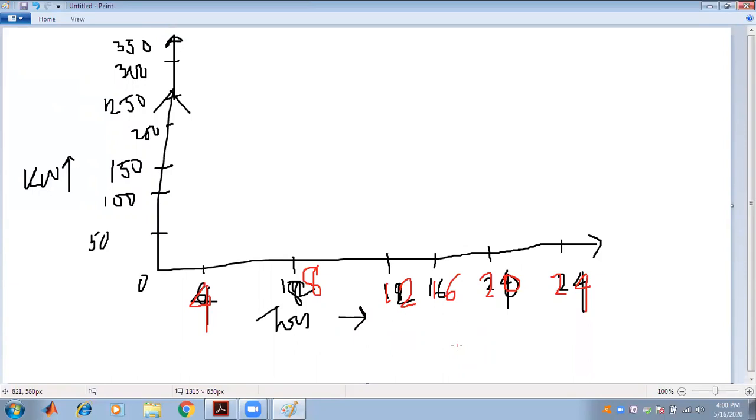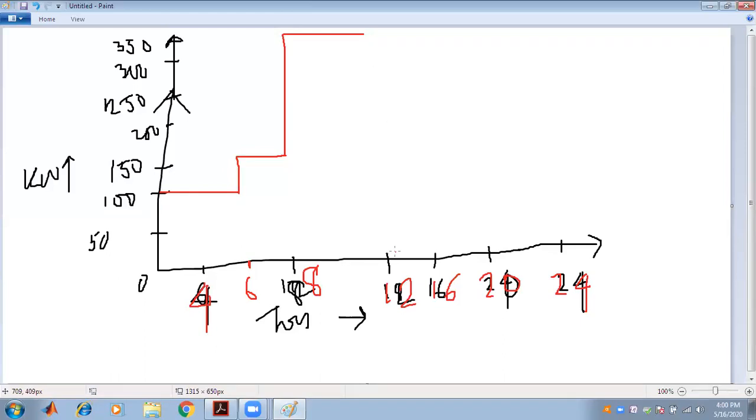So now from 0 to 6, it is 100 kilowatt. Means it is 100 kilowatt from 0 to 6. Okay. So now from 6 to 8, it is 150. From 8 to 10, it is 350. Go to the peak, from 8 to 10.